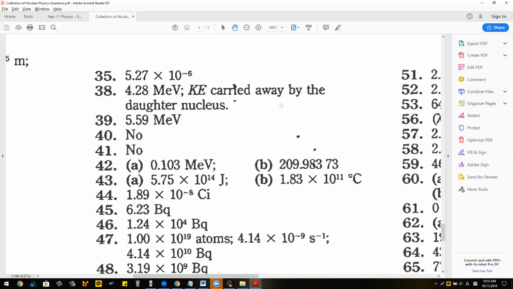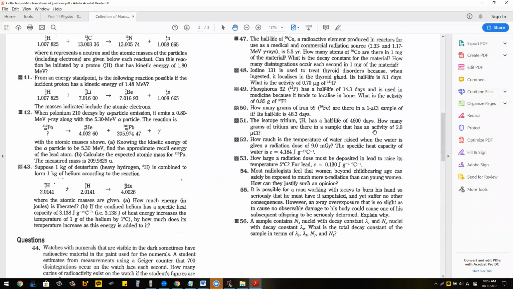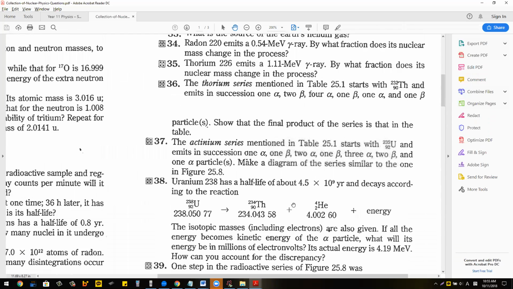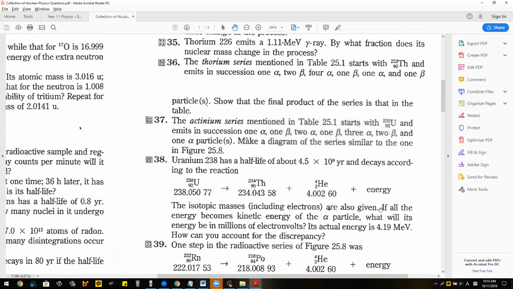So they say that all of the energy is used to move this particle, right? It actually said this is all useful as the kinetic energy of the alpha particle. So what will be its energy? What will be the kinetic energy? Yep. We try question 43.